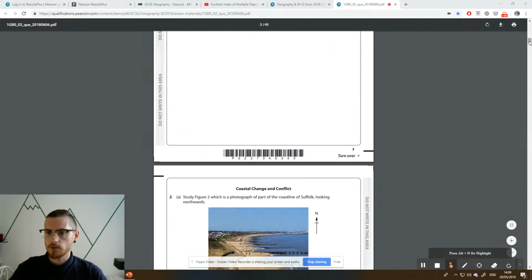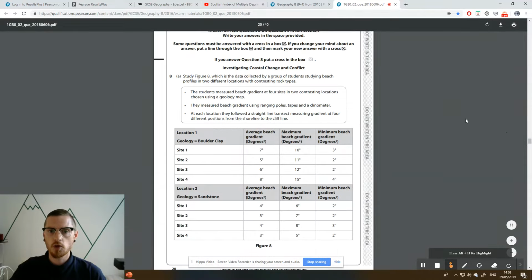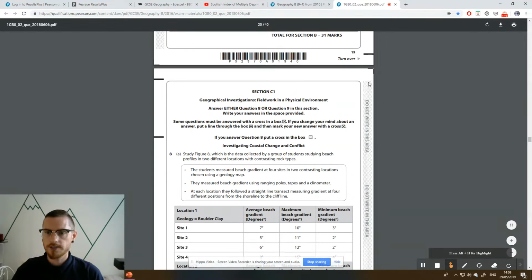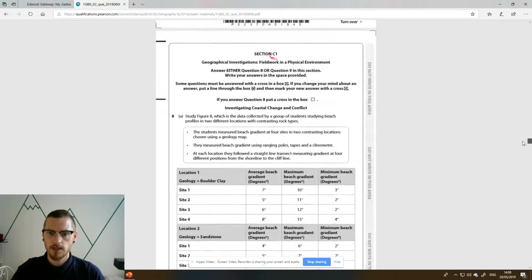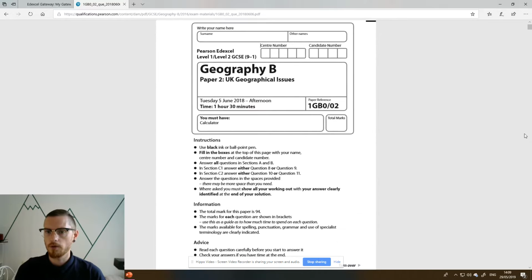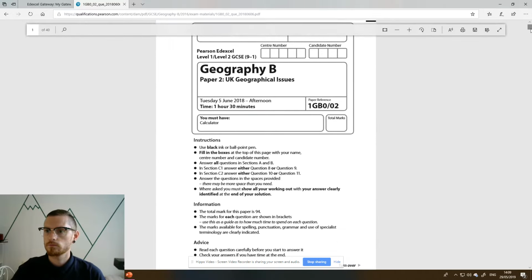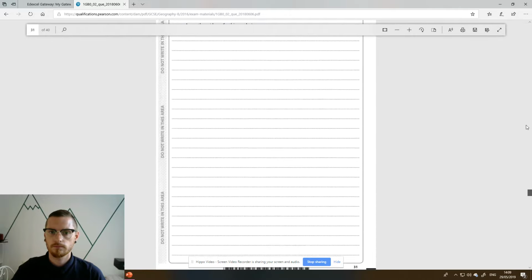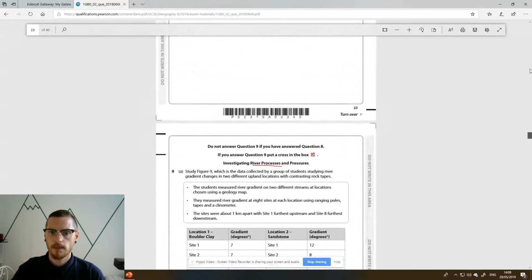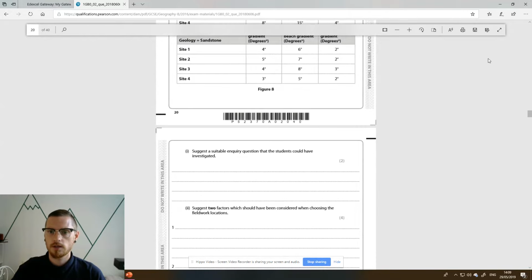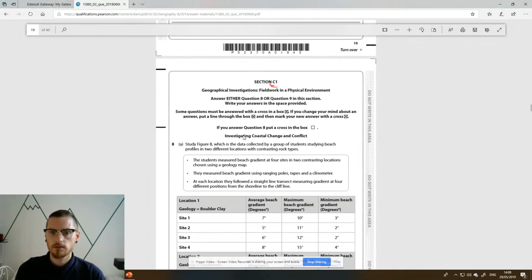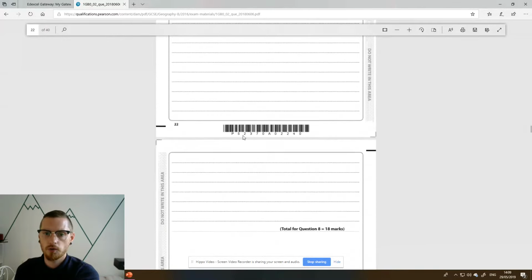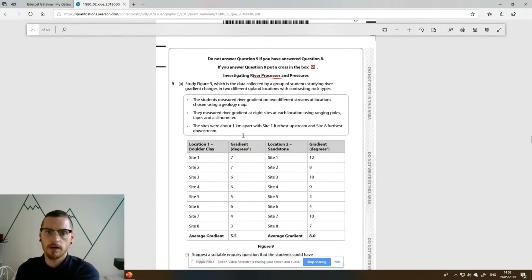If we skip down on the actual exam paper, I'll show you what this looks like. Here we are on Section C1. Here we go, and this is what we were looking at earlier. In Section C1, you'll be given the choice of doing either question 8 or 9. Question 8 is on coasts. If you did coastal work, you'll do that. HLS geographers, you're going to come down and do rivers.